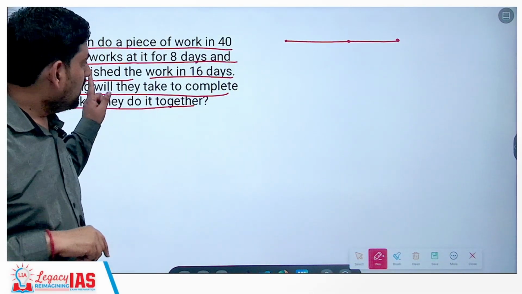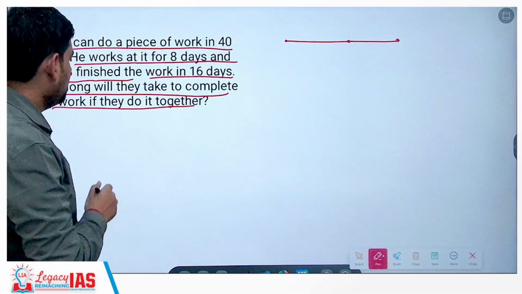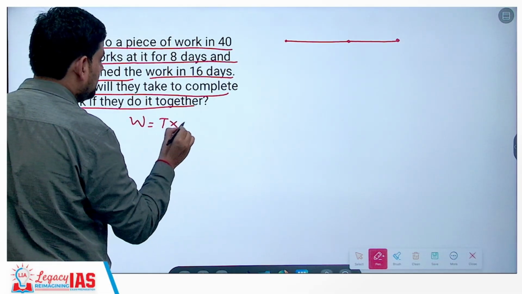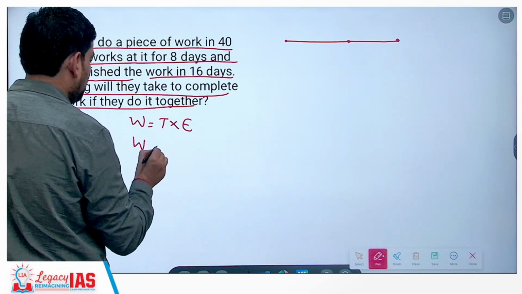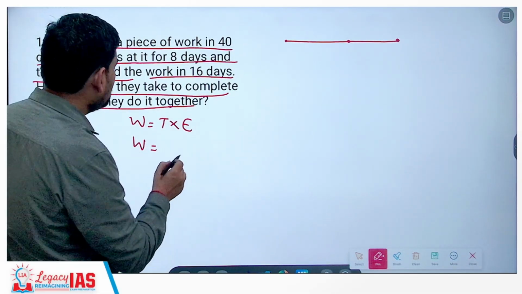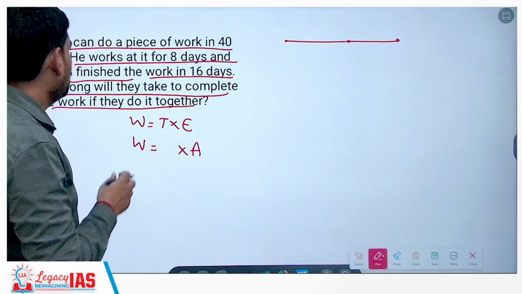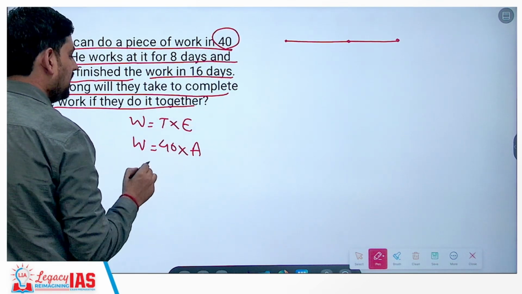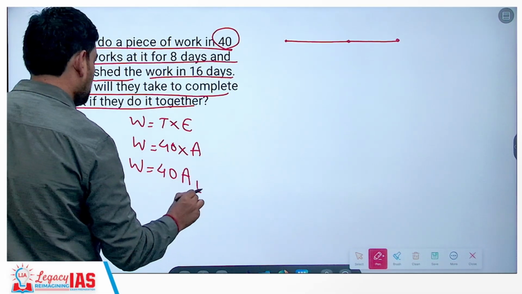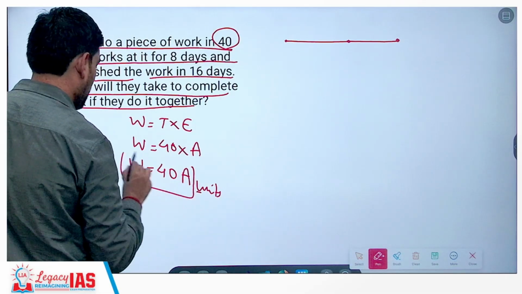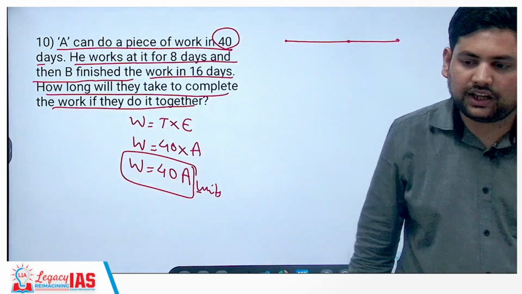Now, see, it is not given in how much time we will complete the job. So what I can still assume is work done is equals to time into efficiency. This is true, correct? Now let's do work. Total work in this case will be efficiency of A, I assume it to be A. Now how many days does A take to complete this? He takes 40 days. So this is 40A. Correct? That means total work is equals to 40A units.